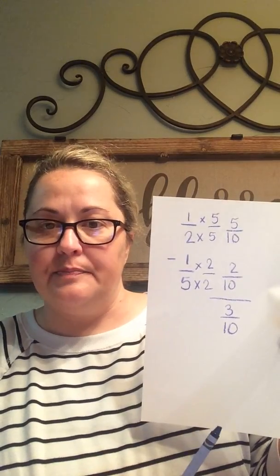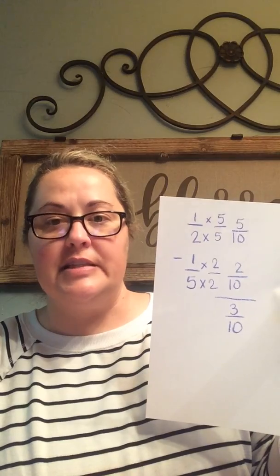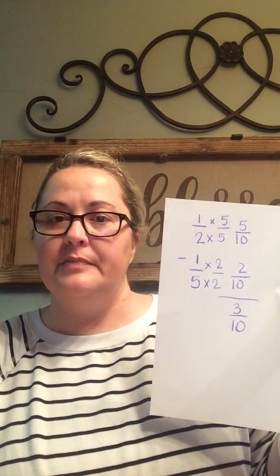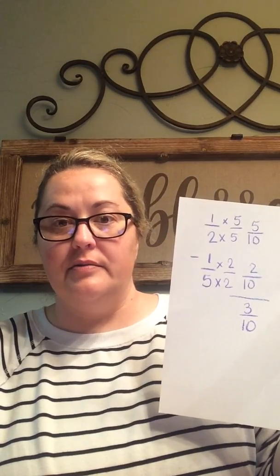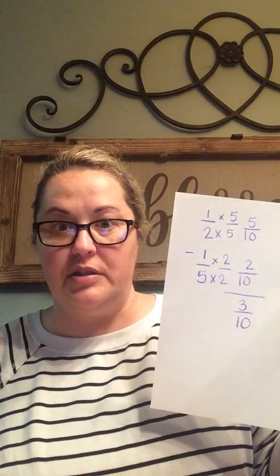3 is a prime number. The only multiplication facts for 3 are 1 and 3. So the only way that this could simplify, guys, is if I could skip count by 3's and land on 10. And we know that that's not going to happen. 3's cannot skip count and land on 10. 9 is the closest it could get.